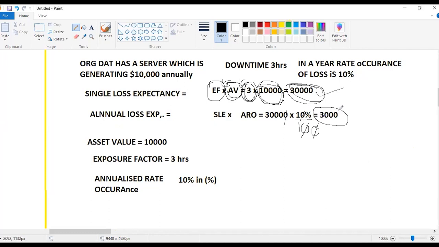Are we clear? Yes. Okay, thank you. And suppose you face it more than once or more than twice, you just need to multiply that.